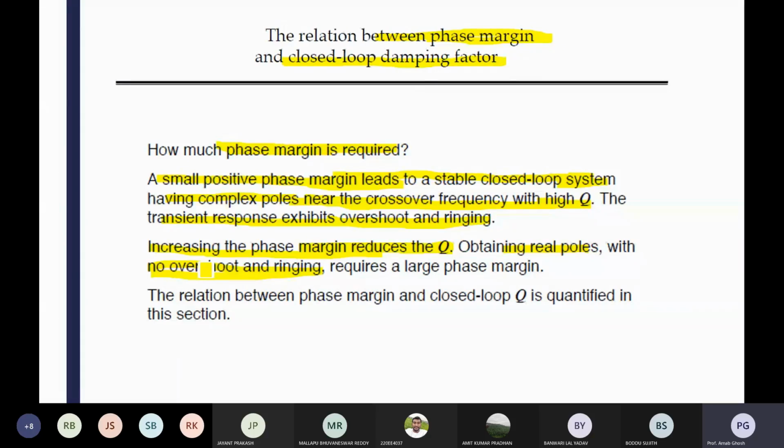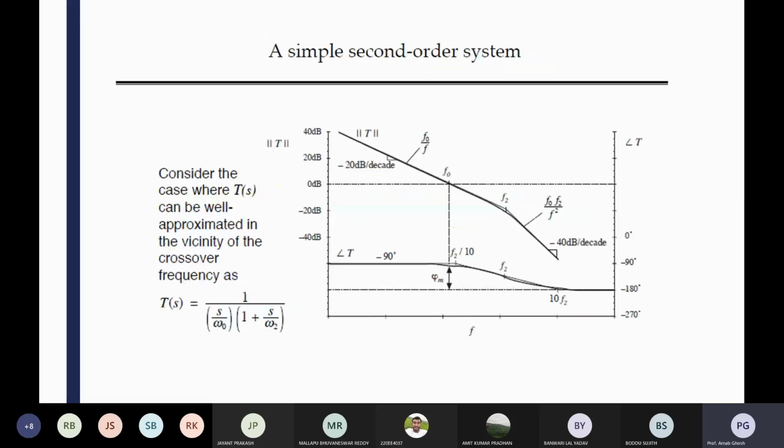The simple second order system is there. It is minus 20 dB per decade, meaning one pole is there. Then after the cutoff frequency it is minus 40, meaning another pole is there after the crossover frequency. You can see the phase value: minus 90 starts, then it comes up to minus 180 degrees at f0. So how much value is there? You have to find that value, phi m.